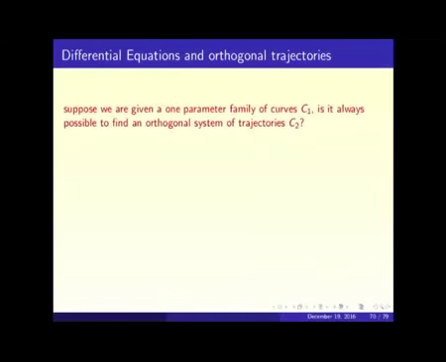Now let us come to differential equations and orthogonal trajectories. Suppose we are given a one parameter family of curves C1. Is it always possible to find an orthogonal system of trajectories C2? We have seen many examples of pairs of orthogonal trajectories. But now I give you a one parameter family of curves and I ask you whether there is an orthogonal trajectory and how to find it.